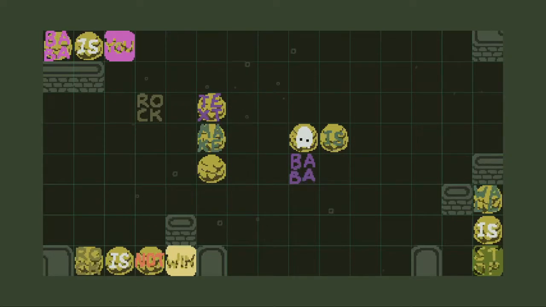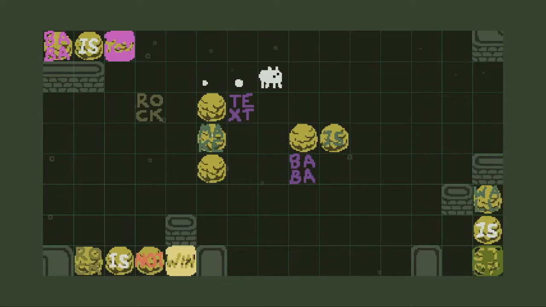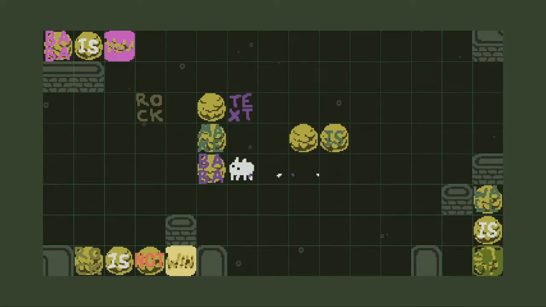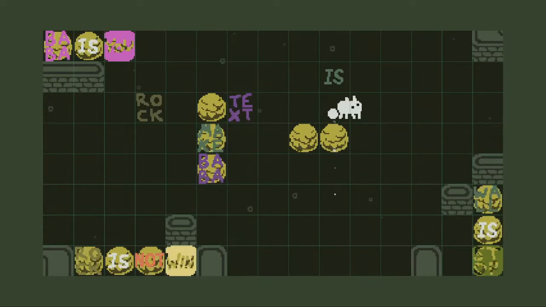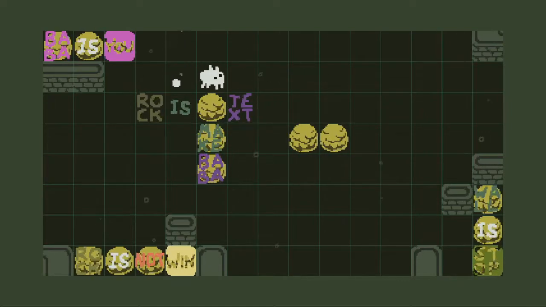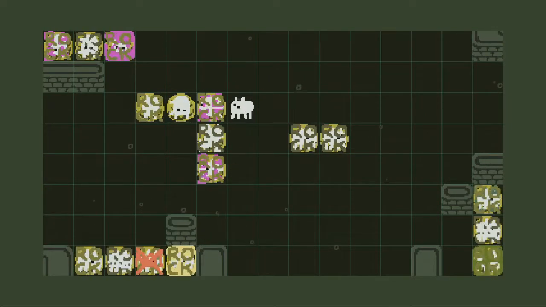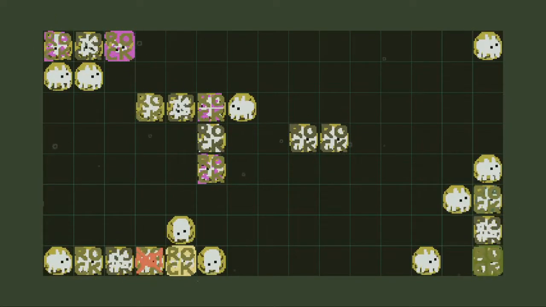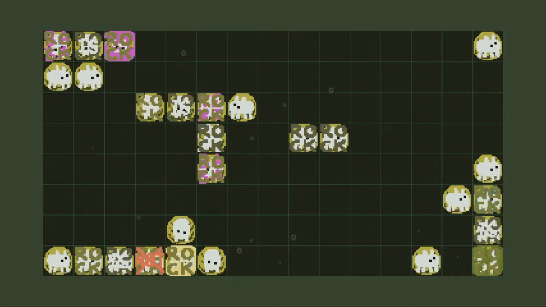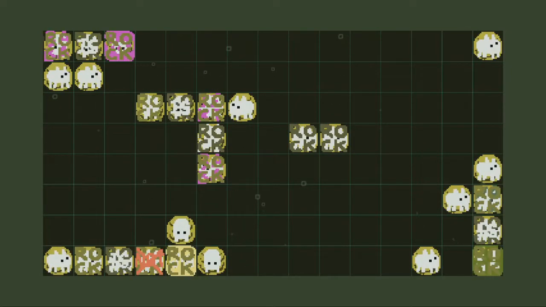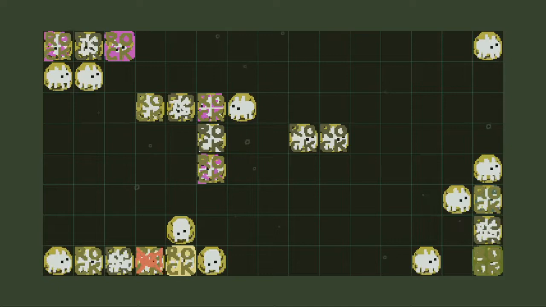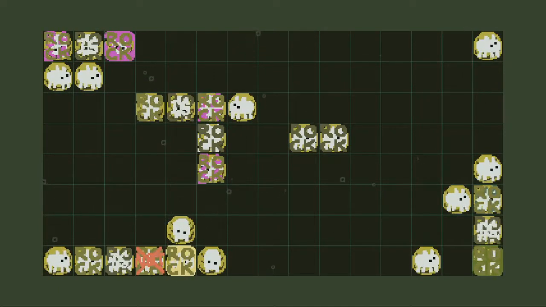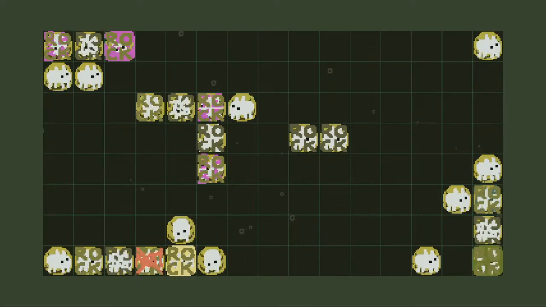That I'm not sure about just yet. So let's just try. Rock is text and text makes Baba at the same time. So there's a gazillion rules right now. If I just wait, I got rid of all the walls because they turned into rocks and Babas. And so I do have access to the word is.